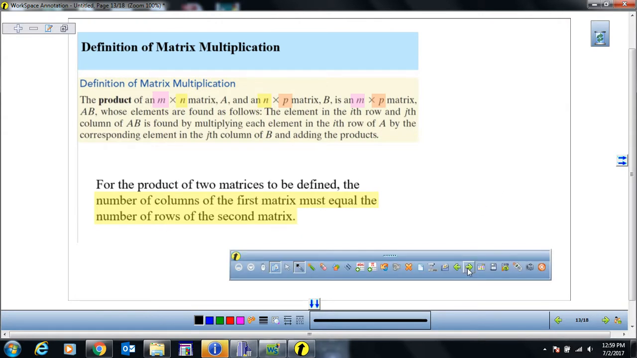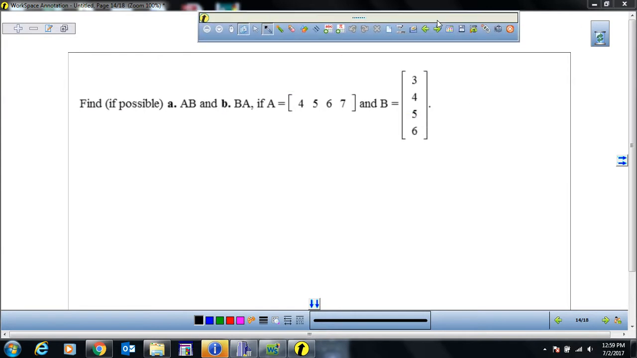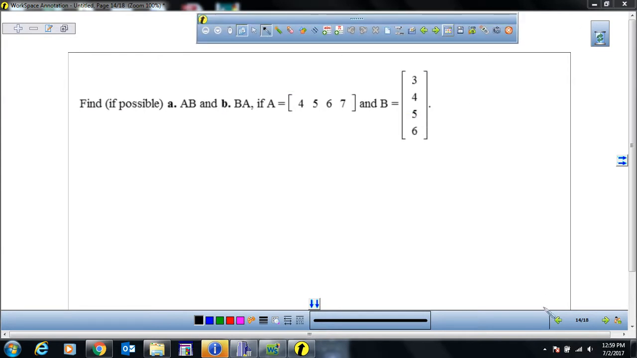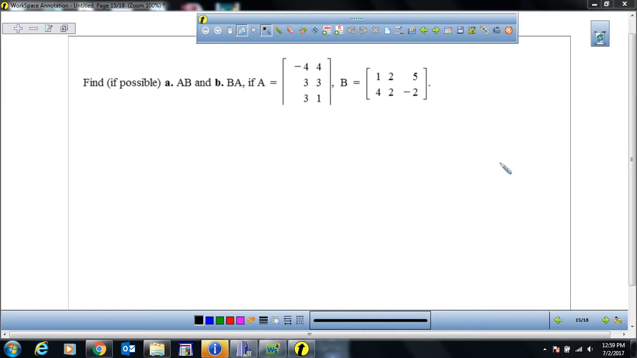So, let's go ahead and take a look at two examples of multiplication. Okay, so we're going to start with this one. Find, if possible, A times B and B times A. So let's start with A times B.